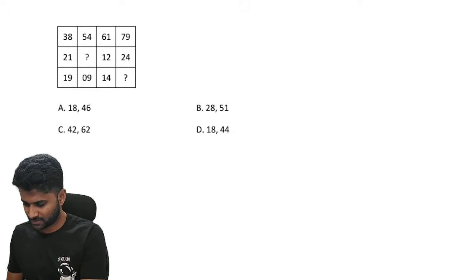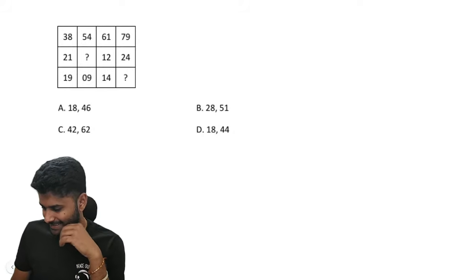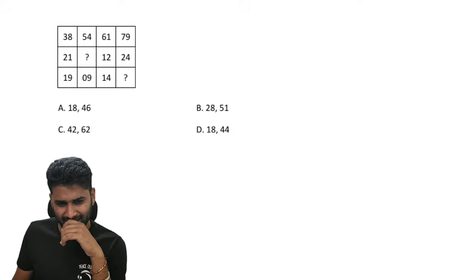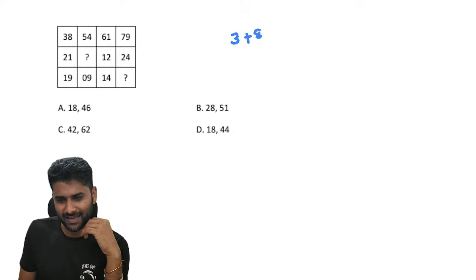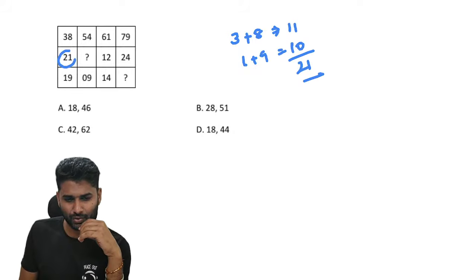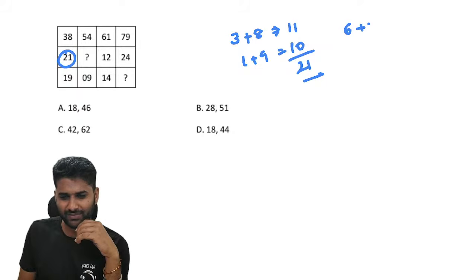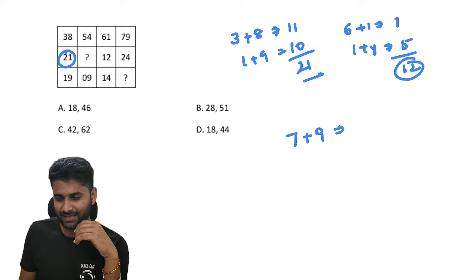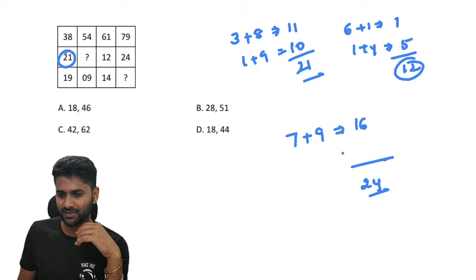Okay. So 3 plus 8, 1 plus 9. 3 plus 8 is equal to 11. 1 plus 9 is equal to 10. Then the resultant is 21. Cool. Let's verify that. 6 plus 1 is equal to 7. 1 plus 4 is equal to 5. Yes, the resultant is 12. Verify that. 7 plus 9 is equal to how much? It's a 16, right? So if we need 24, definitely we require the sum to be 8.